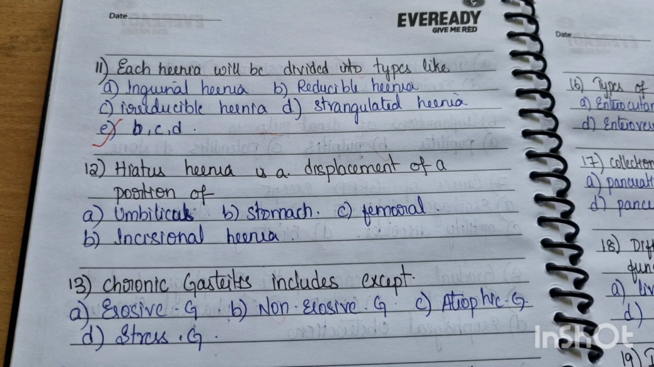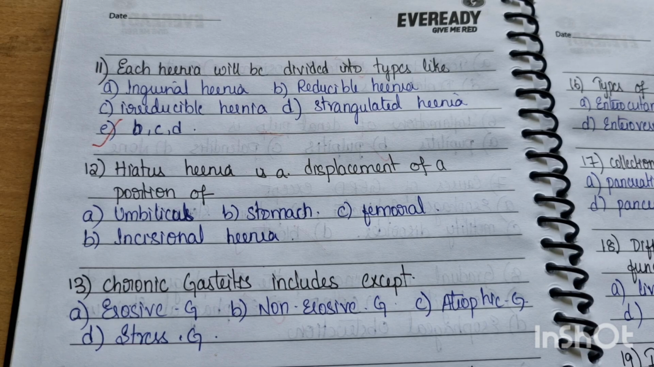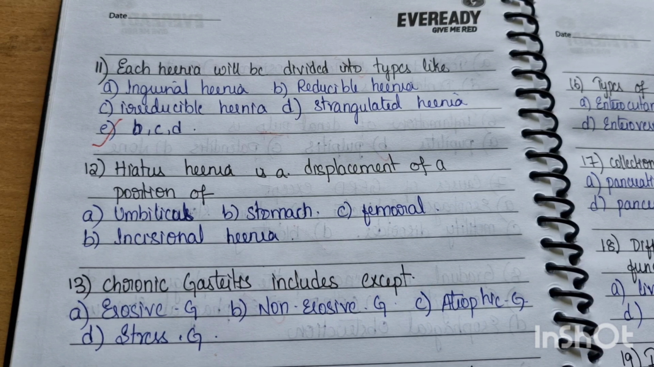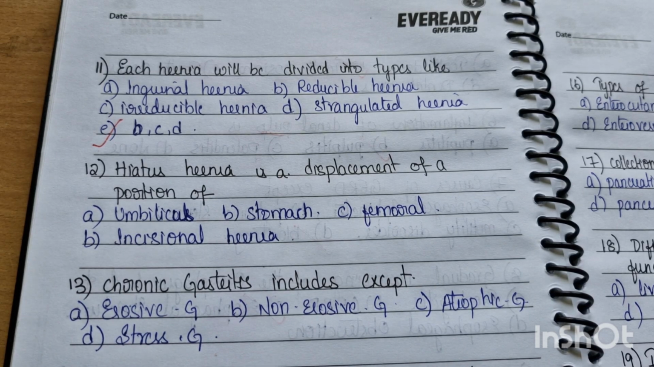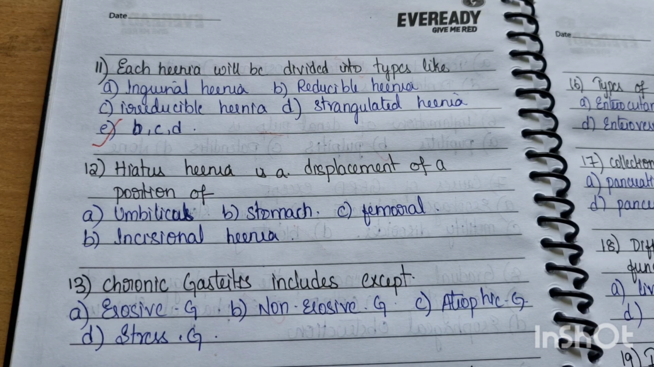And strangulated hernia, because of this irreducible size, that is increase in size and shape, what will happen is it will come in contact with the other organs, and it gets strangulated. That leads to the cessation of the blood supply to the other organs. Okay, so that will be corrected by surgery. That is called the strangulated hernia.